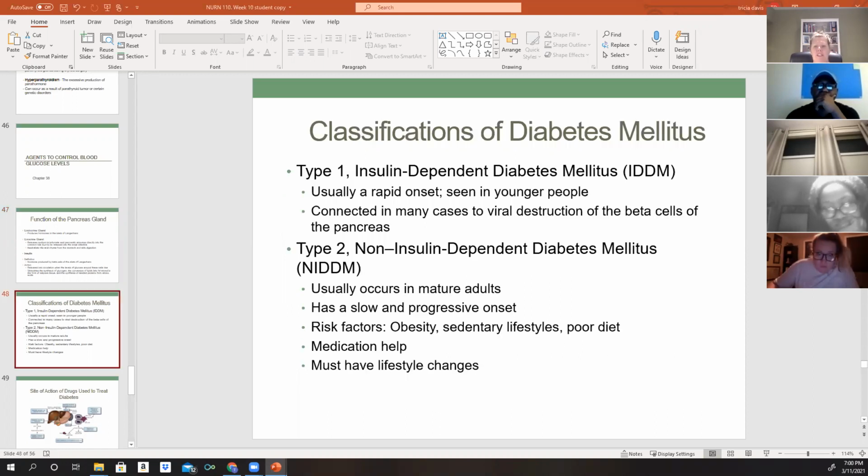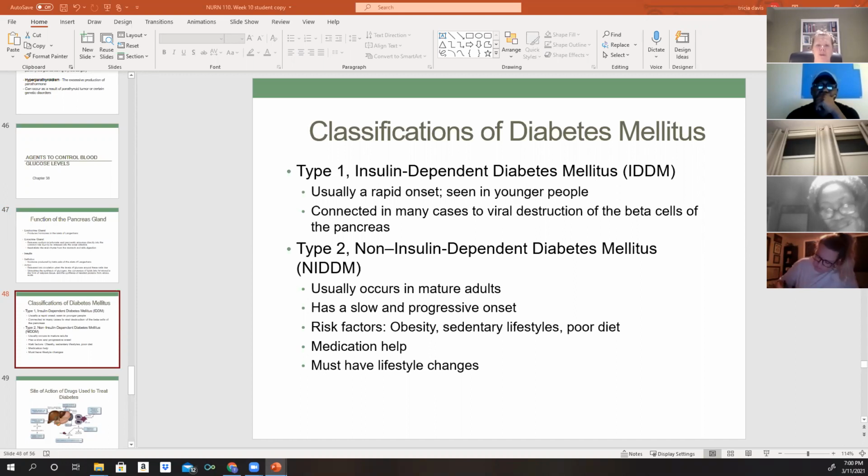So what is the classification of diabetes mellitus? We have two different types. We have type 1, which is insulin-dependent diabetes mellitus. This usually occurs with a very rapid onset. It typically is seen in younger people, usually when they are children. It's connected in many cases to viral destruction of the beta cells of the pancreas. So they don't make any insulin at all, okay?